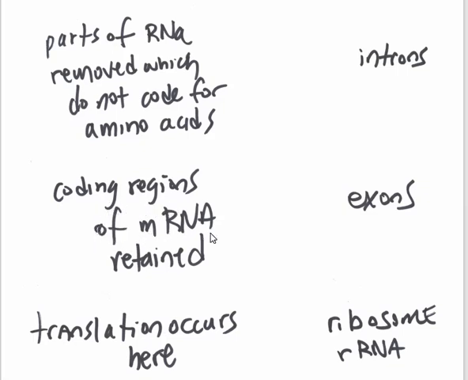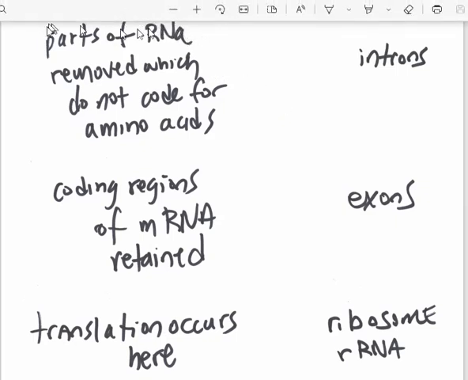Coding regions of messenger RNA retained are called this. After a messenger RNA is formed from DNA in the nucleus, it is carried out to the cytoplasm where it forms a protein in the process called translation on this organelle, by the way. But what's kind of interesting is that the original copy of messenger RNA is modified. There are non-coding parts which are removed, and that's what these are called.